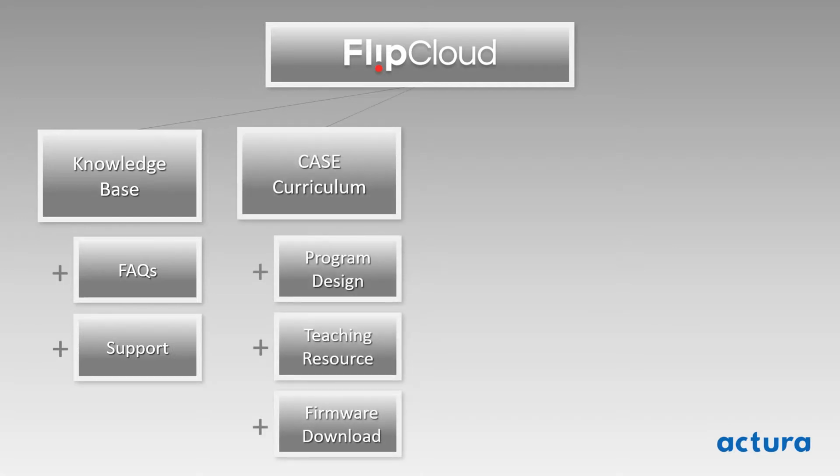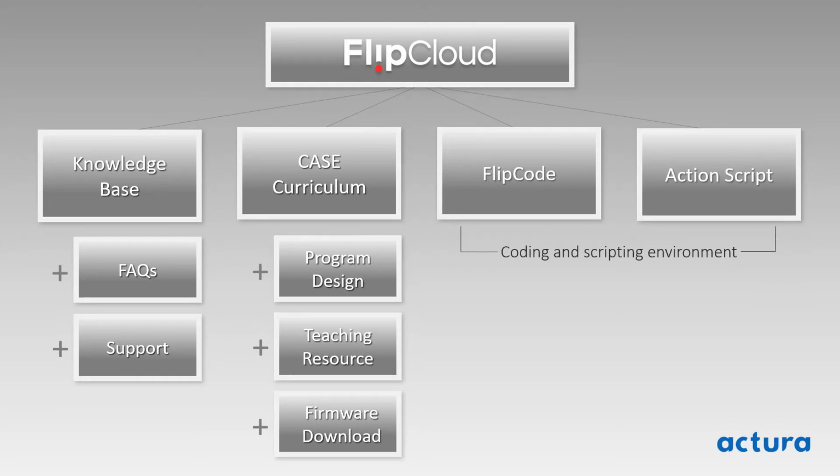The Case Curriculum section is where the online copies of our case curriculum can be viewed and downloaded. This includes the program designs and teaching resources. Along with this, the default firmware for each topic, as well as coding samples for each topic, which we will discuss later in this module. FlipCode is our coding environment where students can start coding or load previously saved code. Actionscript is our online visual coding platform. This is applicable for SA2 extension kits for the FlipRobot and allows actions that will come from programming to be viewed on the platform before being loaded onto the robot.